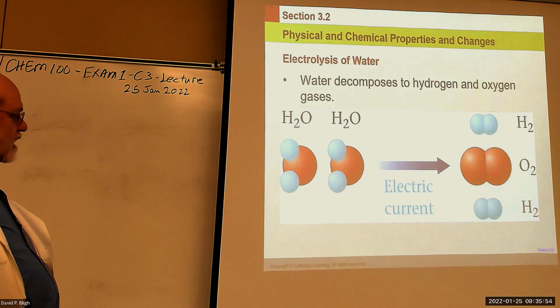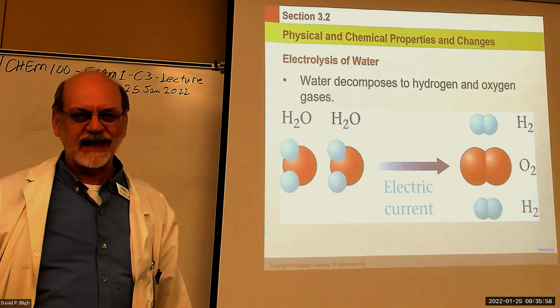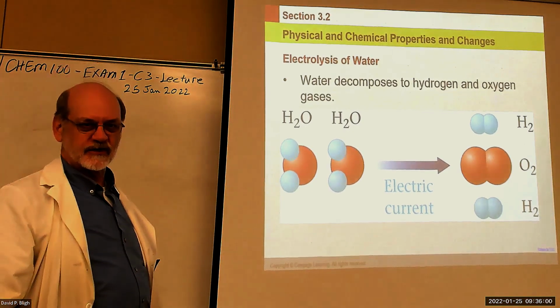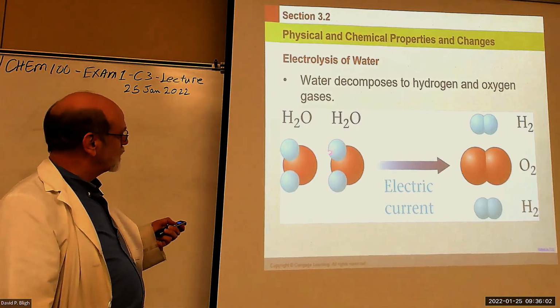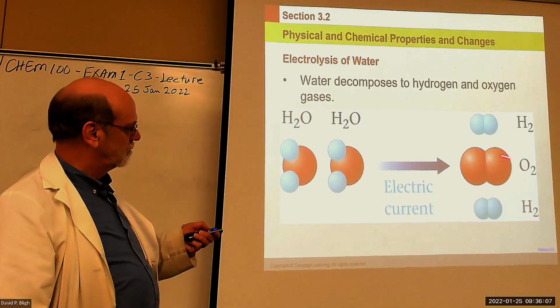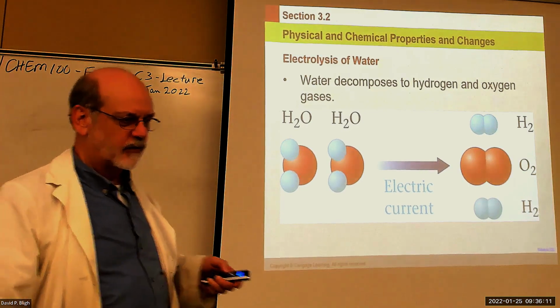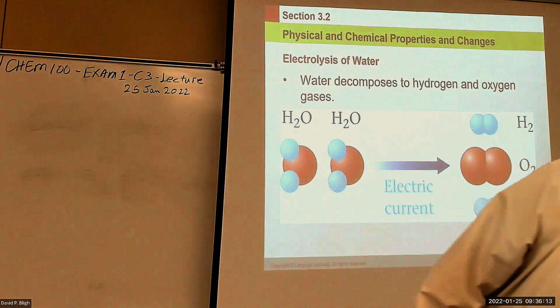And this is what it would look like if we could get down small enough to see it. It may not look exactly like that, but this is an artist's rendition. So you take two water molecules and you make one diatomic oxygen, and two diatomic hydrogens. Remember when I showed you the periodic table?